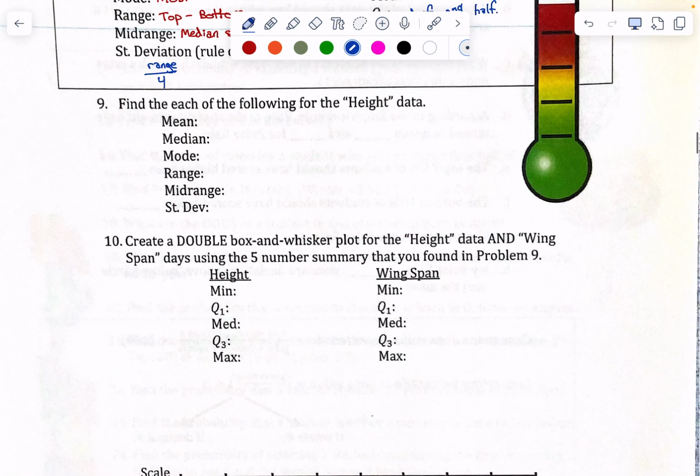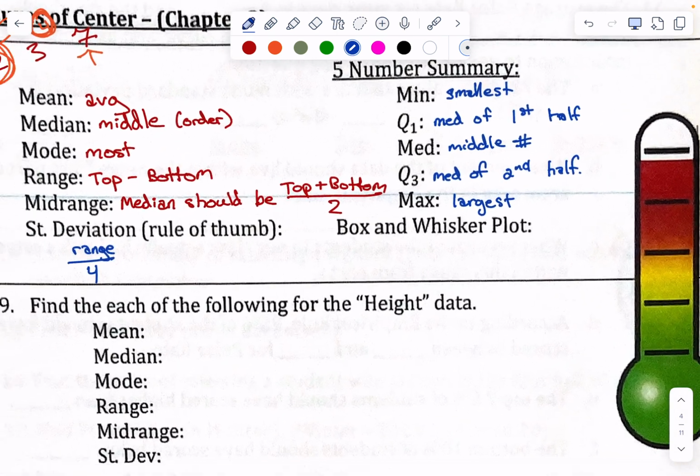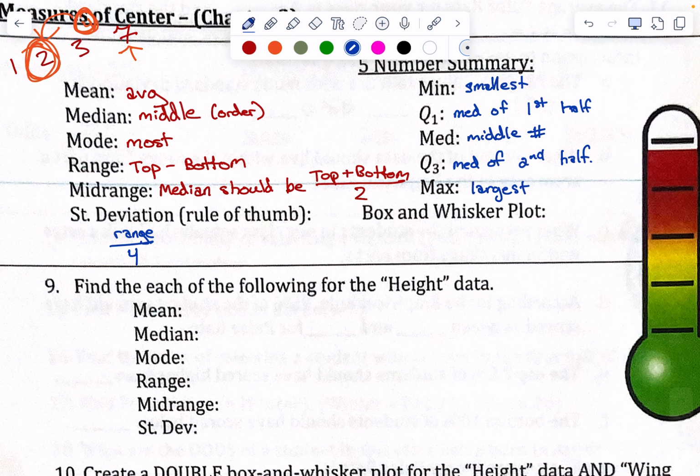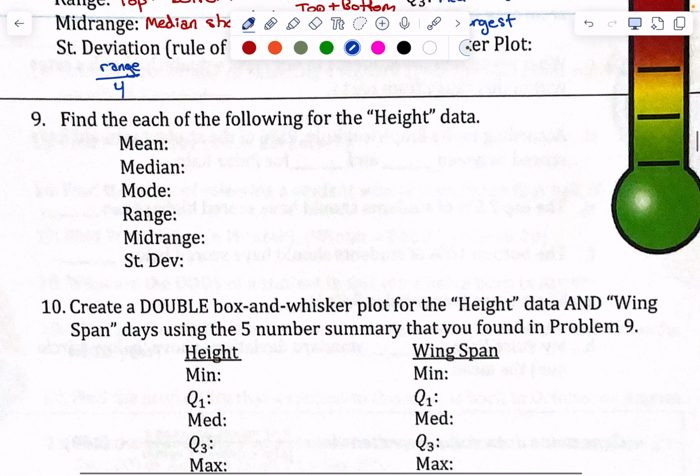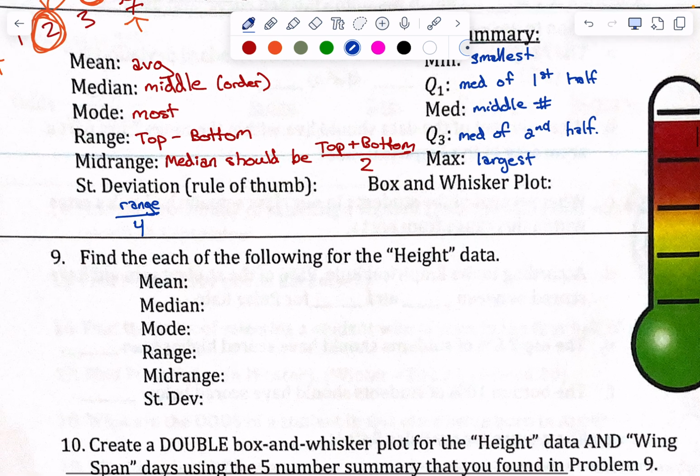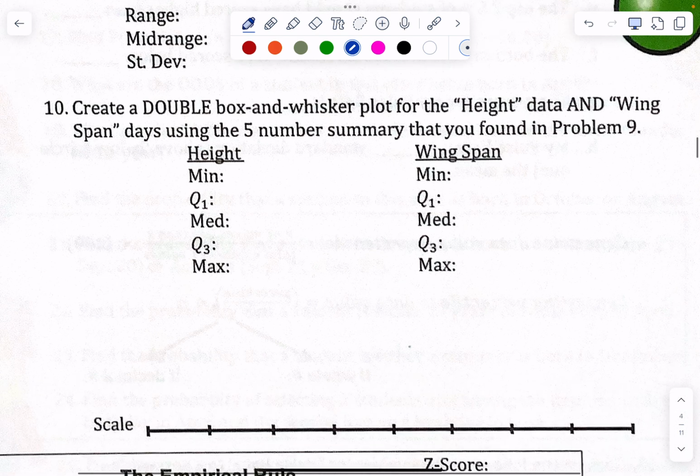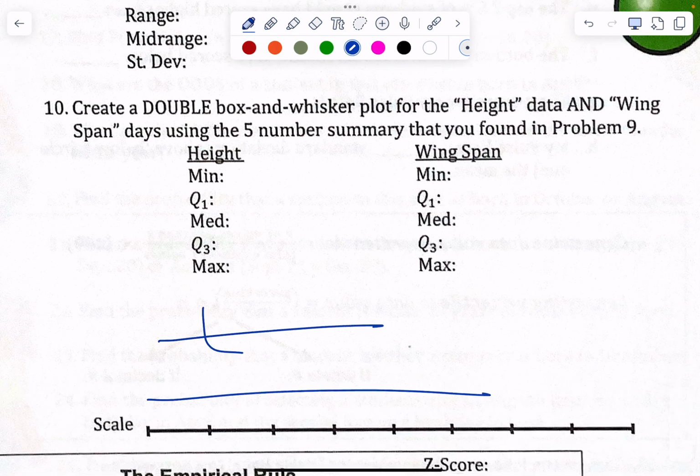Okay? Hang on. Can you go back up? Yeah. All right, you have to do a 9 and then you have to do a 10. 9 is a box and whisker plot just by itself. 10 is a double box and whisker plot. Do you want to do 9 together? And then you do the double box and whisker plot by yourself? It's just like one on top of each other. So you're going to graph height and wingspan so you can see where they compare. That makes sense?